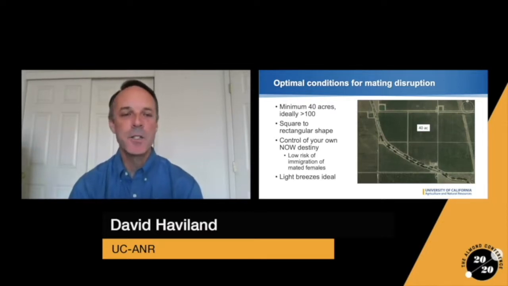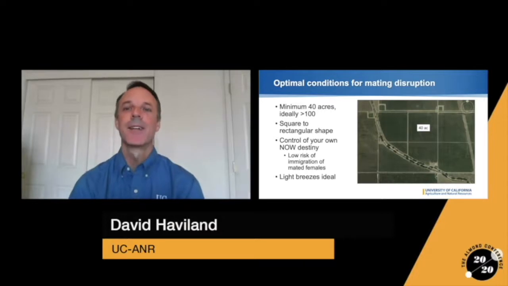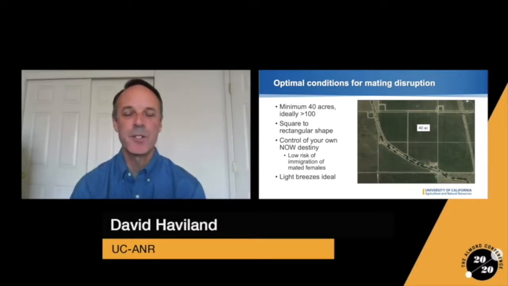And then I'll say light breezes are ideal. Okay? We don't want no wind, because then the pheromone just sort of sits around the dispensers. But you also don't want 40-mile-an-hour winds either. Otherwise, your mating disruption product is going to be benefiting your almond neighbor.